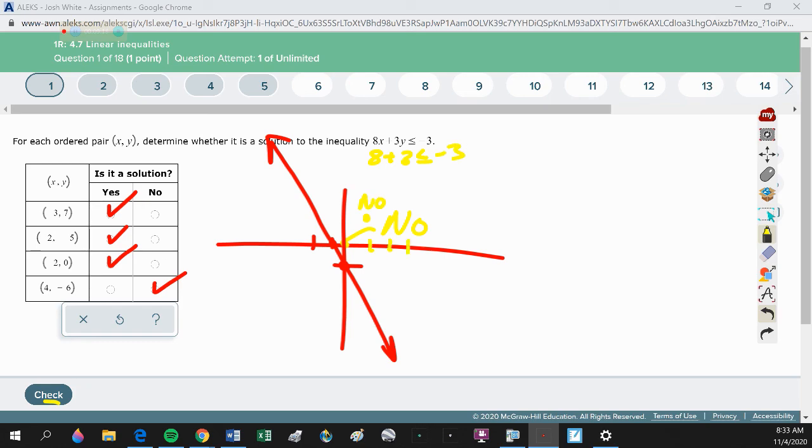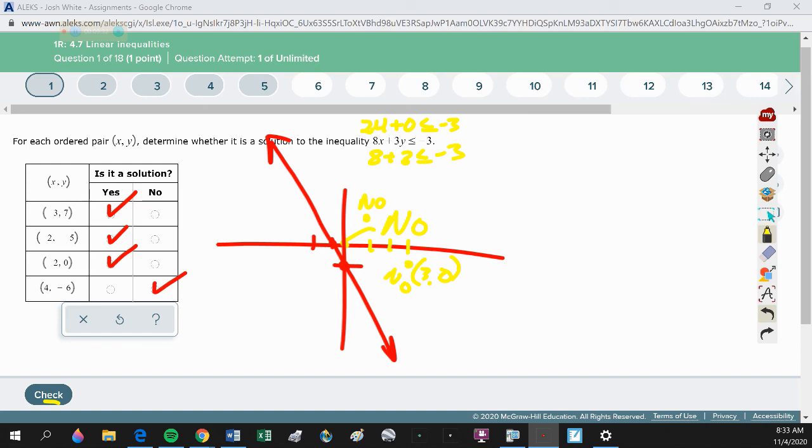Let's plug in this one, 3, 0. 8 times 3 is 24 plus 0. Is that less than or equal to negative 3? That's a no. What do you notice? They're all no's. Why? Because they're all on the same side of the line.